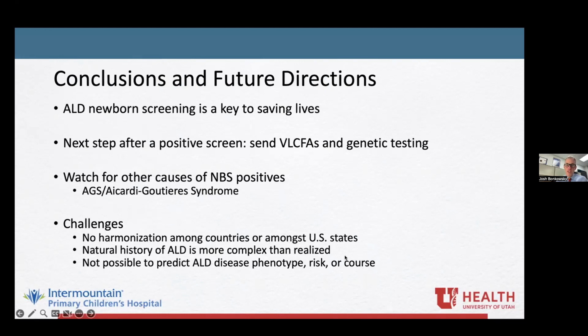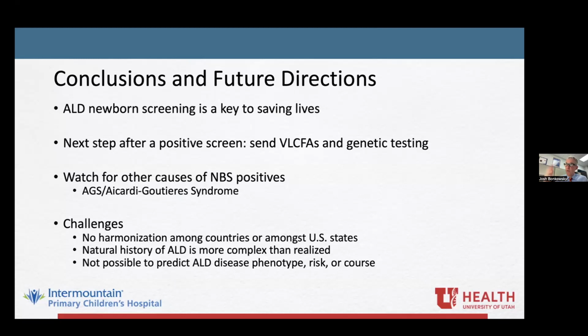What are our challenges? So one problem is that the way the testing is done, both the biochemistry and the process, is very different from state to state. The way Utah does its newborn screening compared to Idaho, just the next state north, is very different. And so we get different kinds of results.